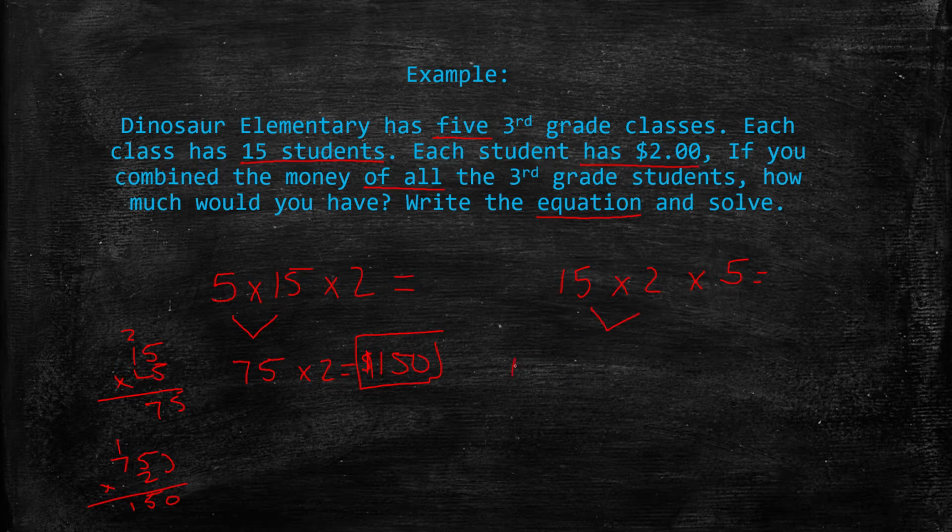15 times 2. Okay, 2 times 5 is 10. Bring your 1. 2 times 1 is 2 plus the 1. You get 30. Now, what that represents is how much money each class has, but there's a total of 5 classes now. Okay, so 30 times 5, 5 times 0, 0, 5 times 3 is 15. You still get the same answer, but we went about it in a different way.